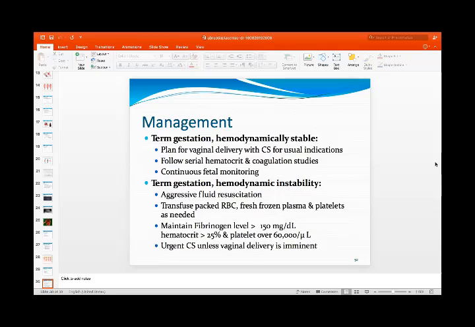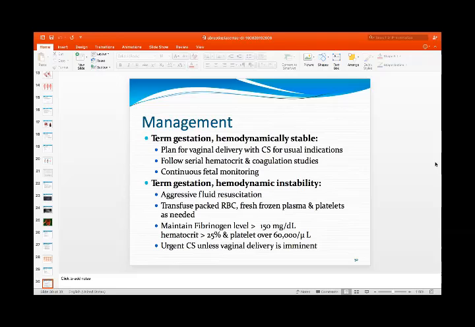Now, the management depends upon the gestational age and the condition of the mother and the condition of the baby. If mother is hemodynamically stable, bleeding has settled down, and baby is okay, there is no fetal distress, then in mild abruption we can induce the labor, and we can deliver the baby with continuous CTG monitoring.